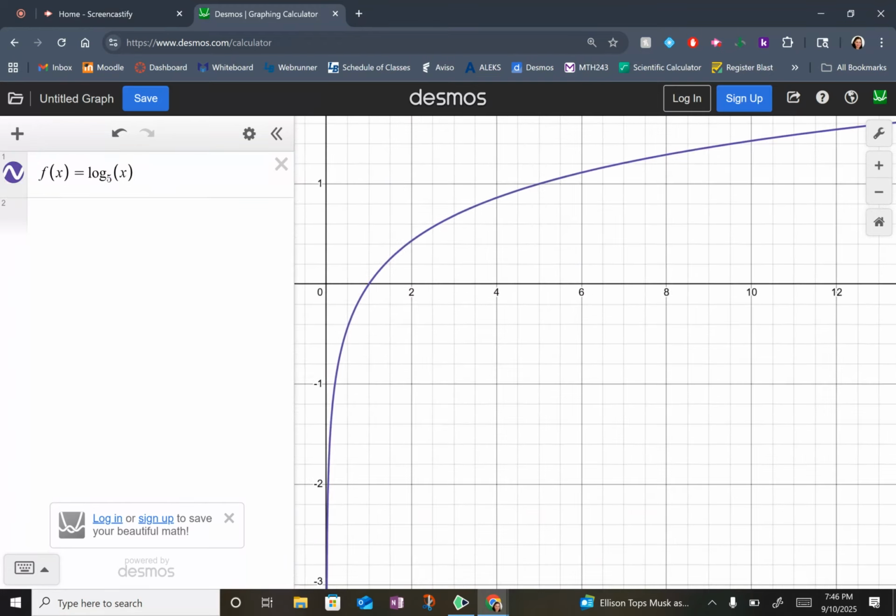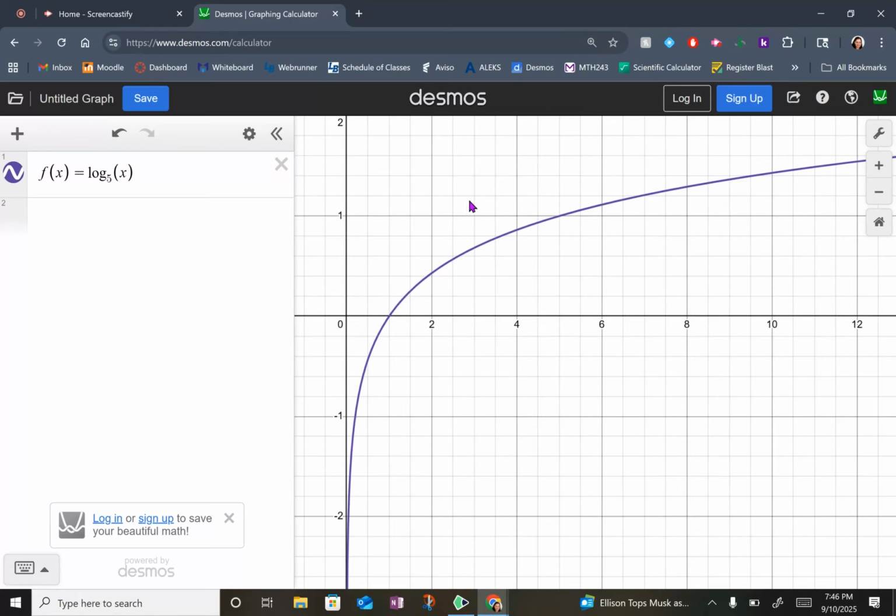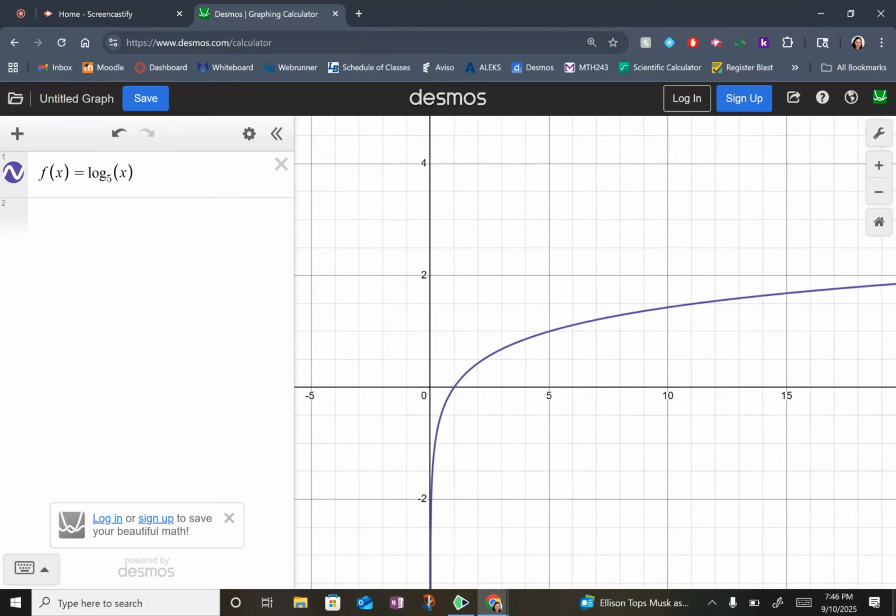You can see that's the graph we just did by hand. If we look along at our values, we'll see there's 5, 1. And if we went out farther, we would get to 25, 2.